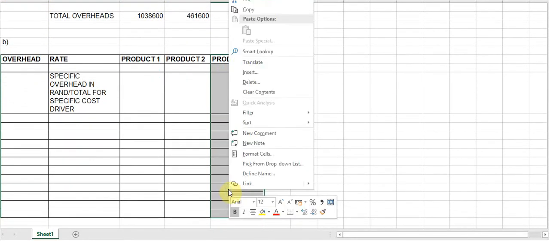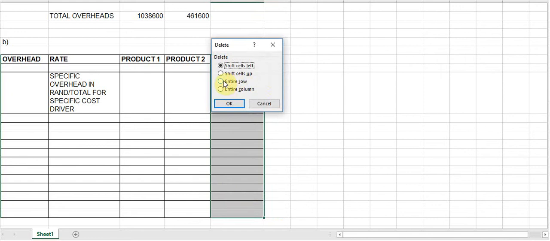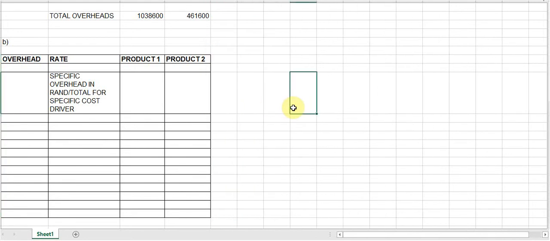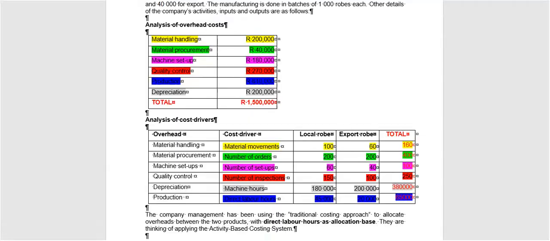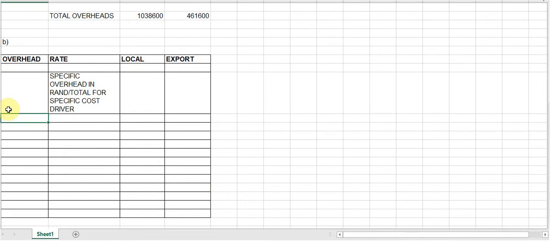I set up the template in that way just to ensure that you know that 3 products may also be asked. Then we have product 1 is now not a product 1, but rather a local, and then we also have an export robe. I'm going to list all the overheads. So I remember it was material handling and material procurement. So I'm just listing them.